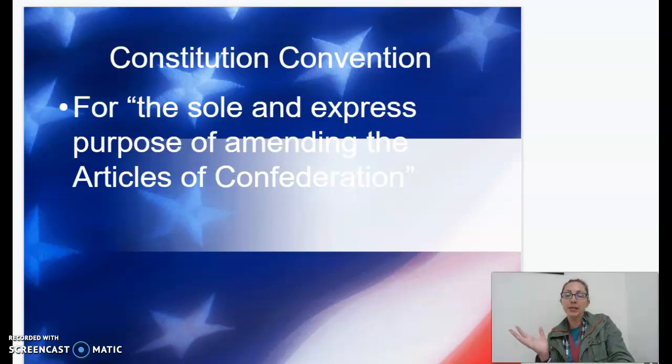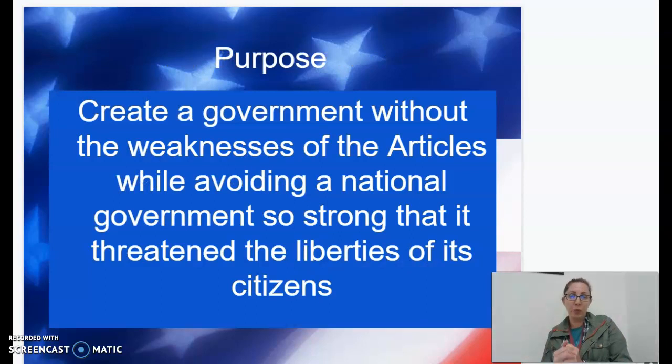Well, ultimately, they decide we're just going to create a new government without the weaknesses of the Articles while avoiding a national government that's so strong it will threaten the liberties of its citizens. Because they remember what it was like to be under a tyrannical king, and they didn't want that.